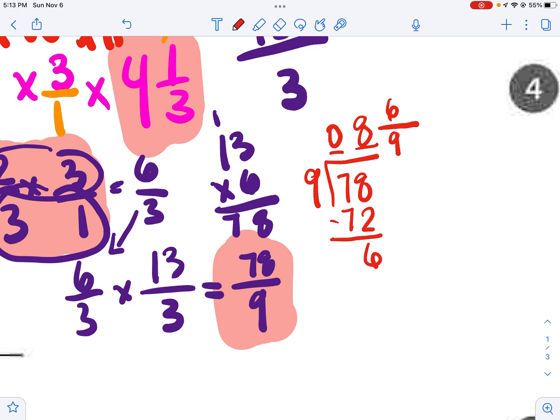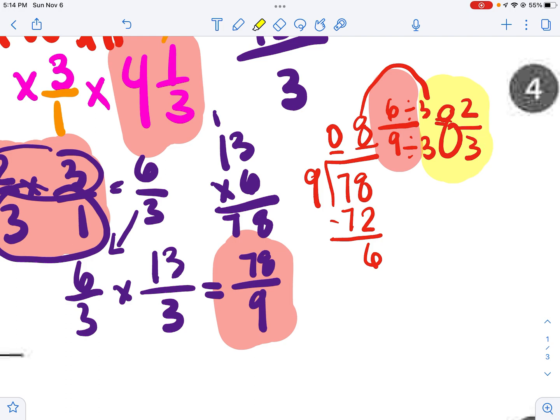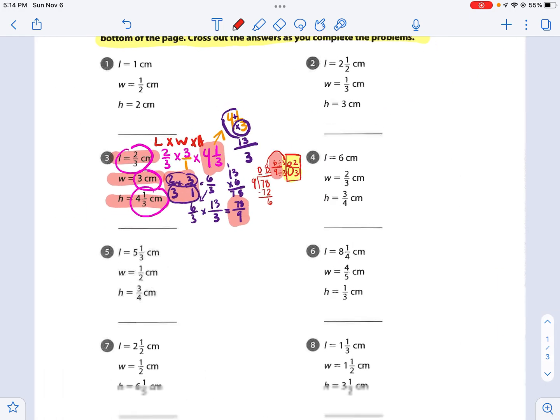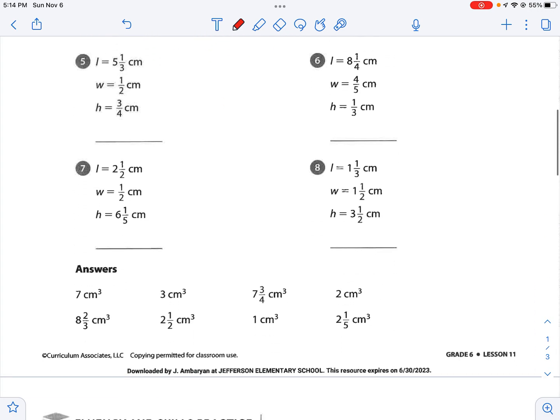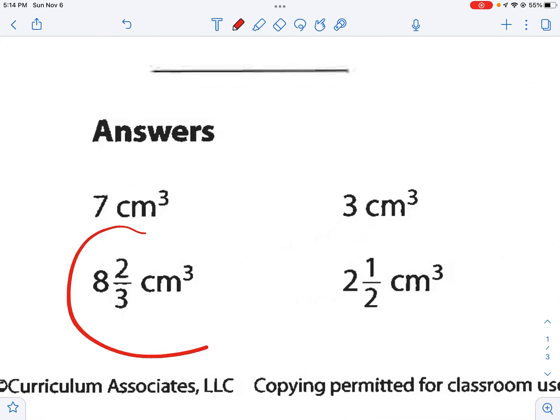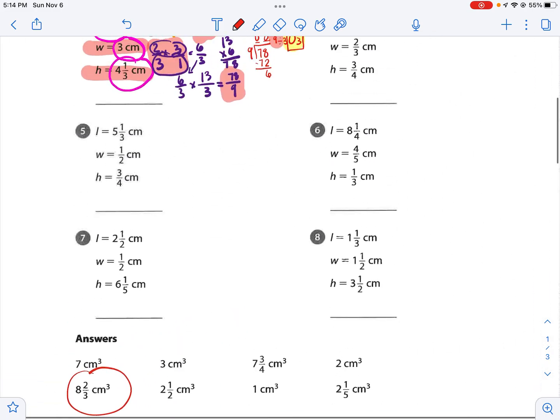6/9. I can't stop there because I know that I can make 6/9 smaller. So I'm going to divide the top and bottom by 3. 6 divided by 3 is 2. 9 divided by 3 is 3. And then I still have that big 8. So my final answer that I got is 8 2/3. Okay, to see whether or not I did that right, I'm going to go to the bottom of the page. And I do see 8 2/3 right here, so I know that I did do it correctly.